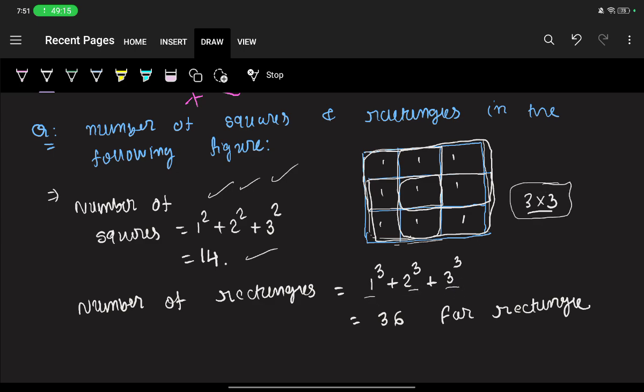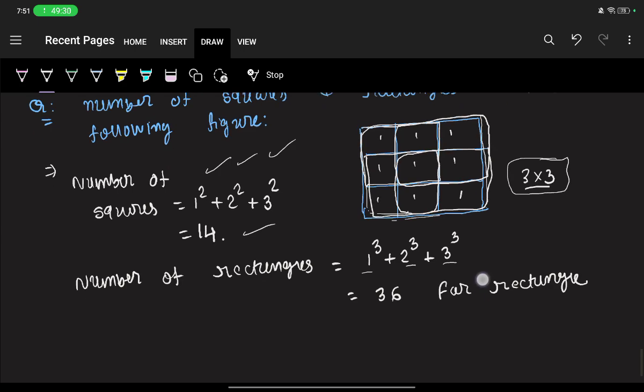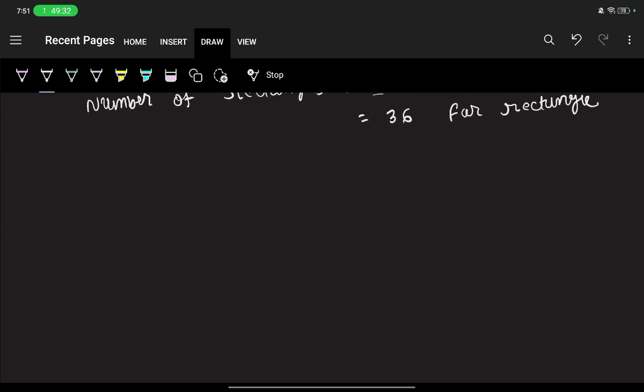Now let's say they have given you a 4 by 4 square, okay? So in that case, the number of squares would be 1 square plus 2 square plus 3 square plus 4 square, right? And the number of rectangles would be 1 cube plus 2 cube plus 3 cube plus 4 cube. Are you getting my point? Yes, sir. Good. Next question.